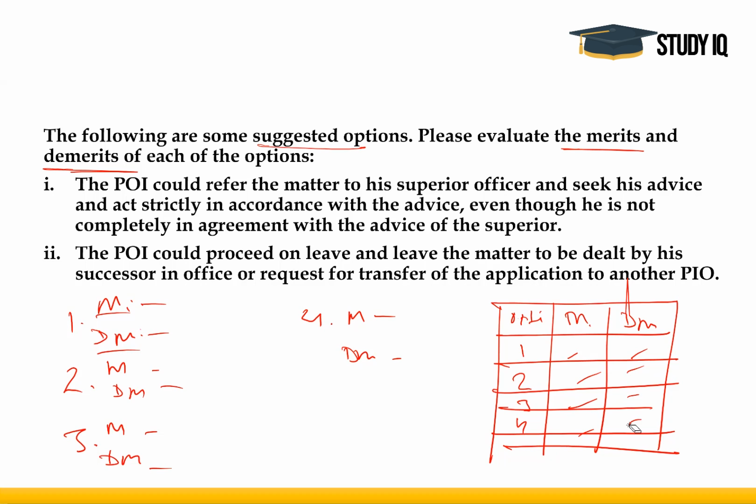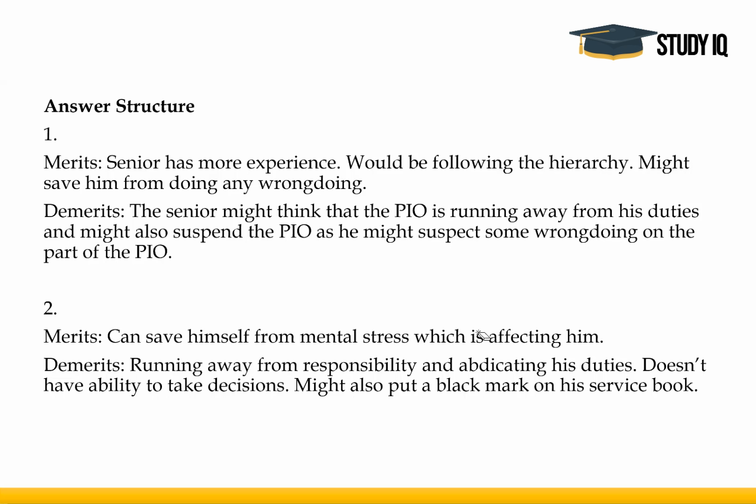Alright, so now let us look at the first option. The PIO could refer the matter to his superior officer and seek his advice and act strictly in accordance with the advice, even though he is not completely in agreement with the advice of the superior. So over here, the PIO has to go to the superior officer for his advice. What is the merit and what is the demerit?